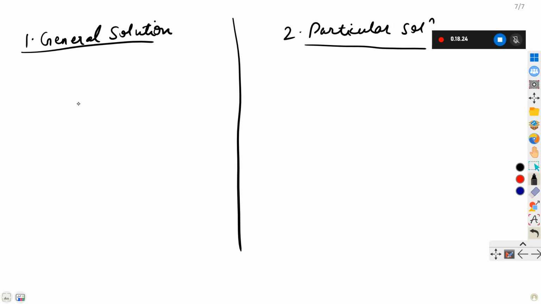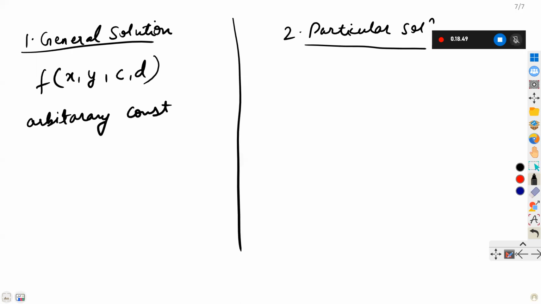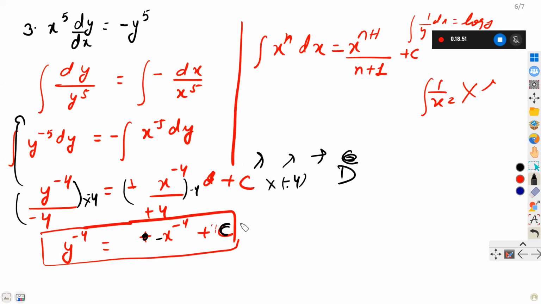So until now, the questions that we have solved all gave us a general solution. Why? A general solution is of the type, let's say we have some x and y, and with that, we are going to have some constants in it. These are called arbitrary constants. The ones we are writing at the end are the arbitrary constants. Here you can see the plus c is an arbitrary constant.